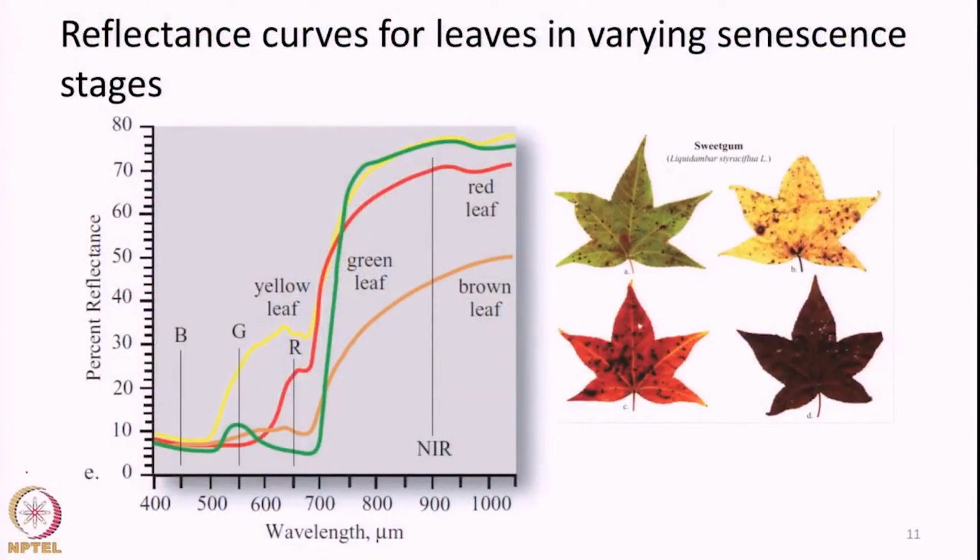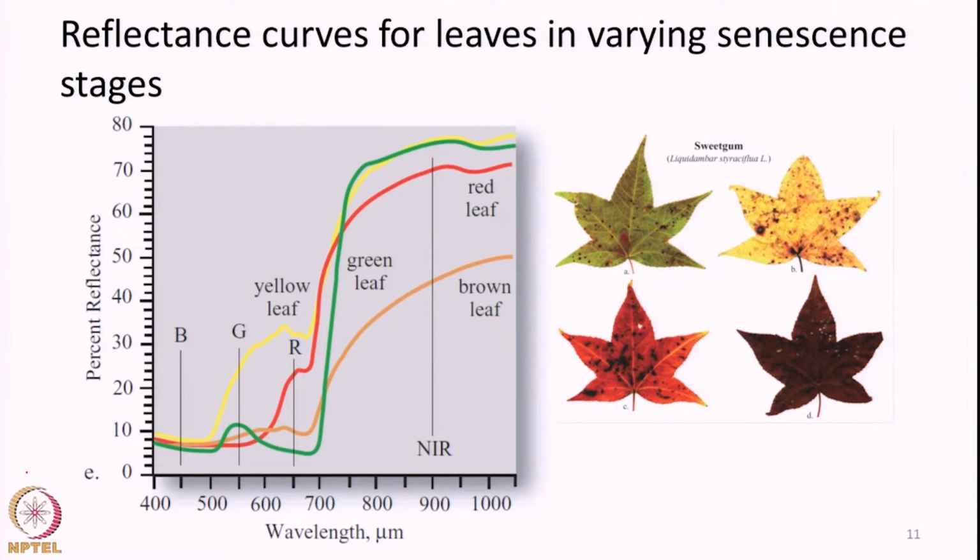Okay. Now, we have seen a general introduction about the behavior of a leaf in the visible and NIR portion. Now, we will take leaves in different stages of their senescence, that is different stages of their life cycle, and then we will analyze how the spectral reflectance curve looks.